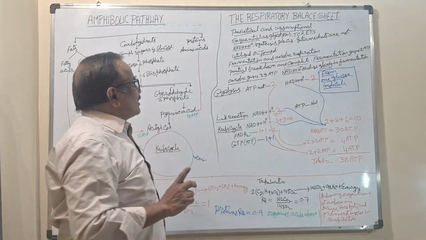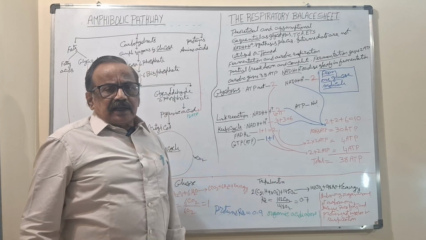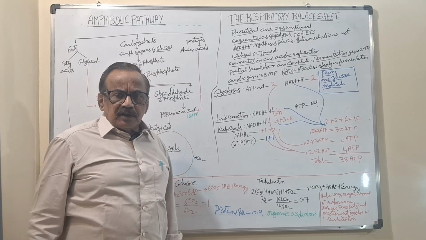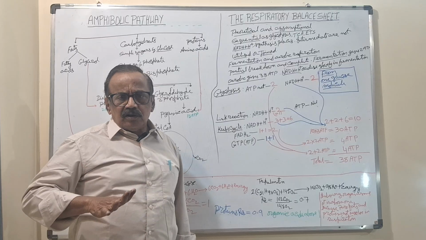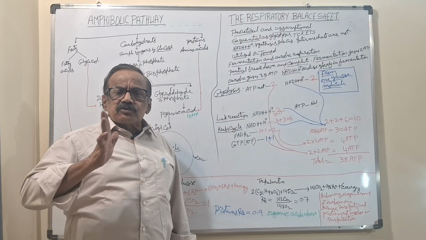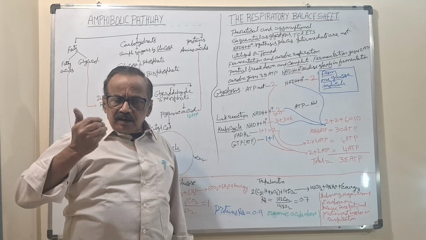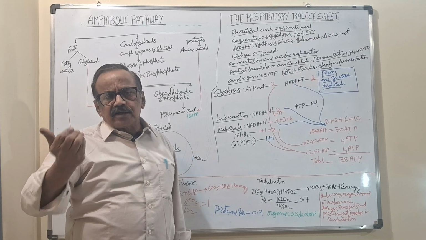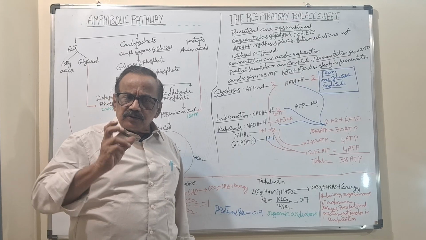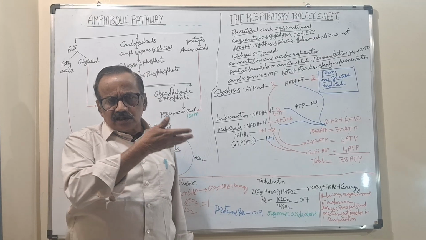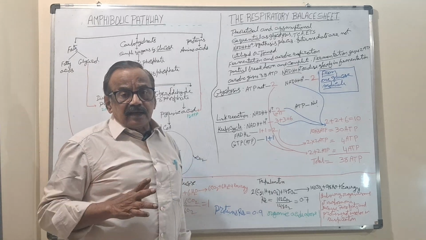Now first we will see the respiratory balance sheet. The respiratory balance sheet shows how many ATP molecules are produced from one sugar molecule, because the sugar molecule follows different steps: glycolysis, followed by the next reactions in the mitochondria. In different steps, different numbers of ATPs are produced, which we are going to see now. Why, and how is it done?